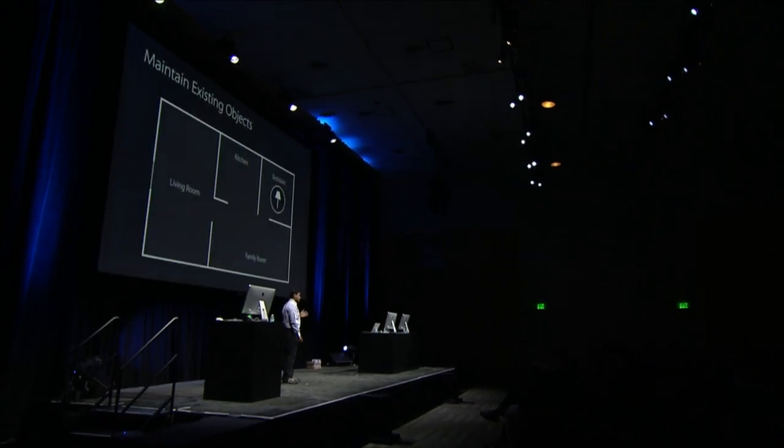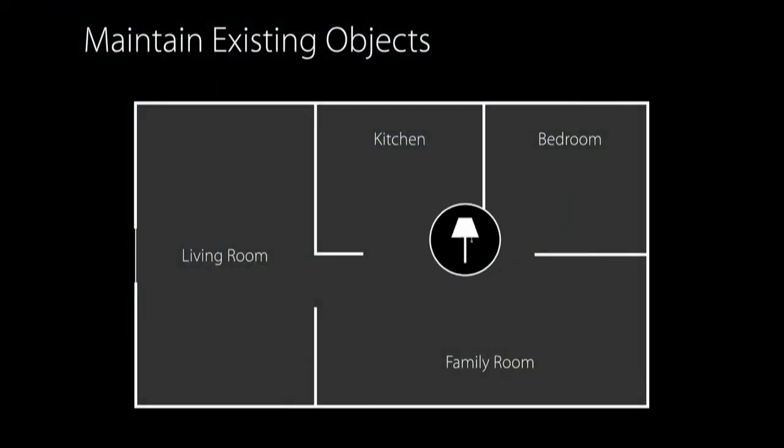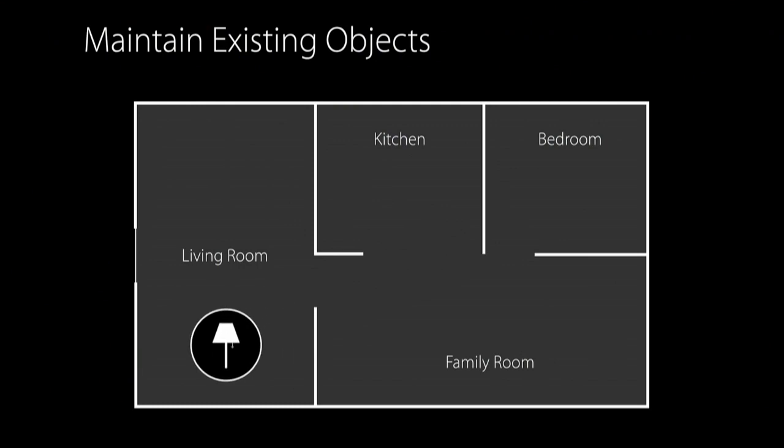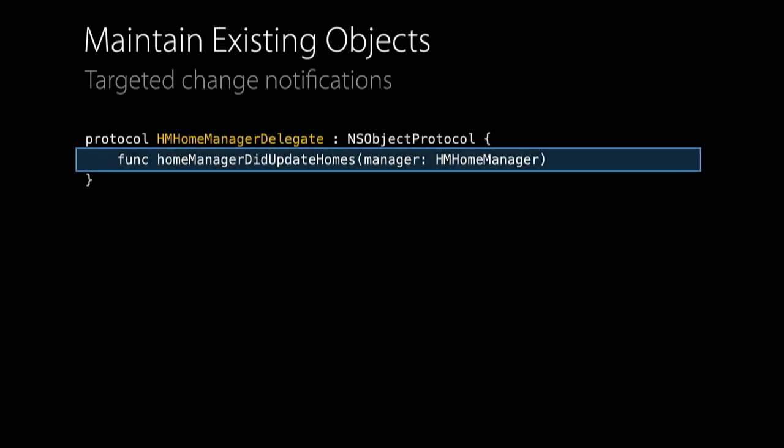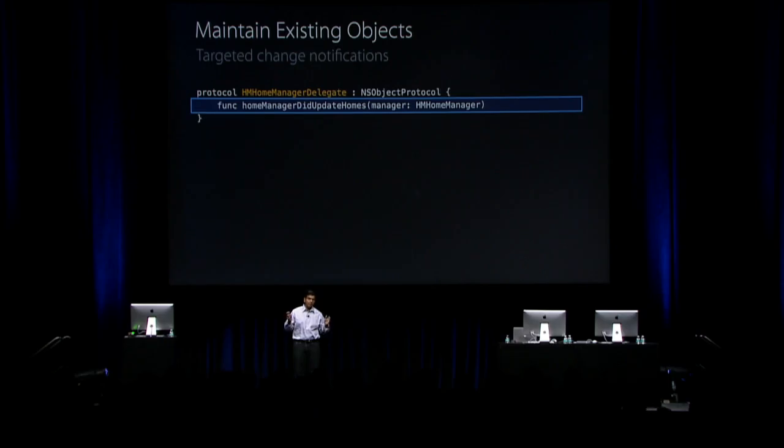Let's take an example of a light in a bedroom, and we move it to the living room. In iOS 8, if your app comes to the foreground, we would have notified your app of this change using the homeManagerDidUpdateHomes delegate callback. Now, this tells you something has changed, but also gives you a new set of objects that now you have to use and figure out what exactly has changed in your home. We thought we should do better. So in iOS 9, HomeKit is going to maintain your objects and only update properties that have actually changed.